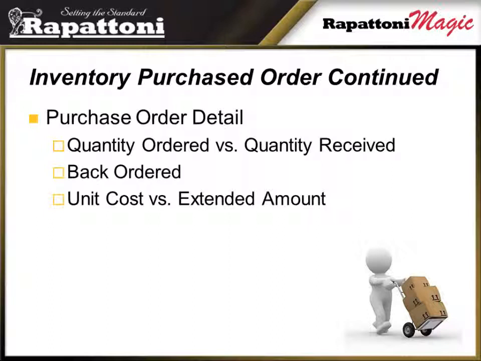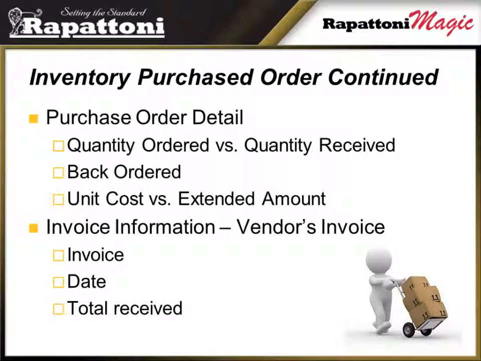So you also can edit that depending on the taxes and the shipment, and it will actually create a specific unit cost based on that extended amount as well. And of course the invoice information for the vendor's invoice, where you can put the invoice number as well as the date you received the invoice, and also compare the total received to the invoice amount on the invoice.